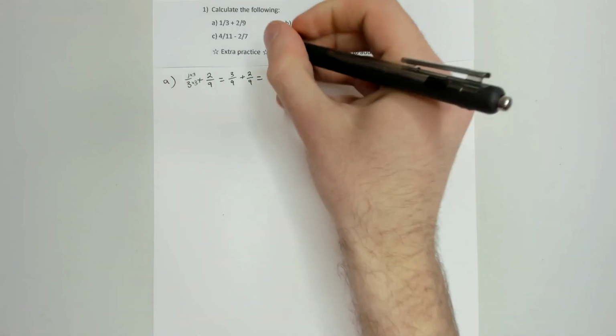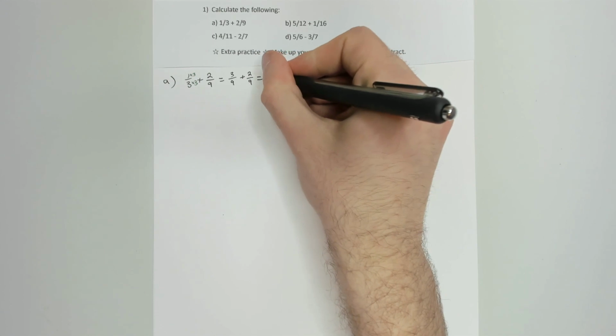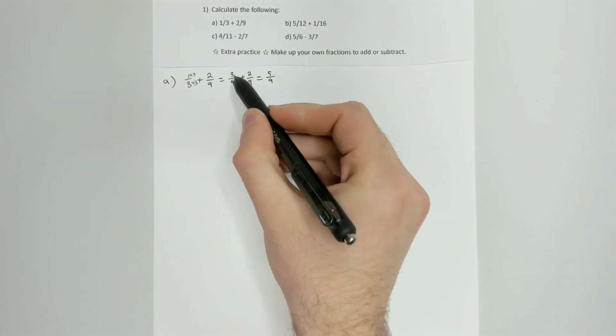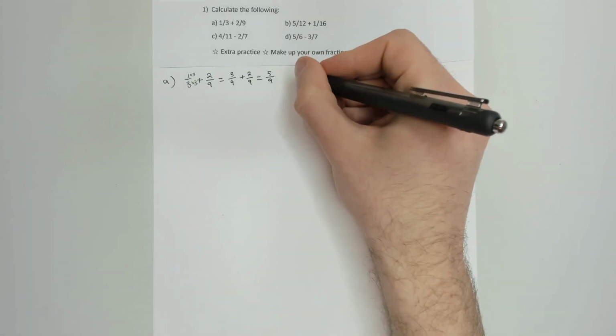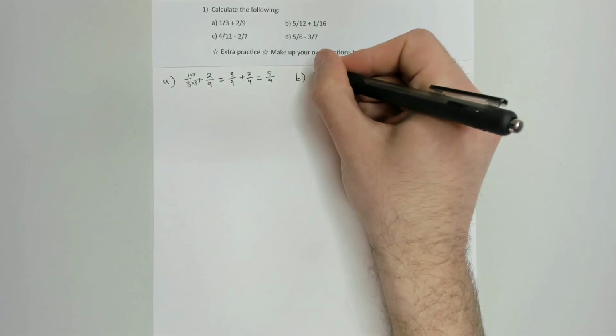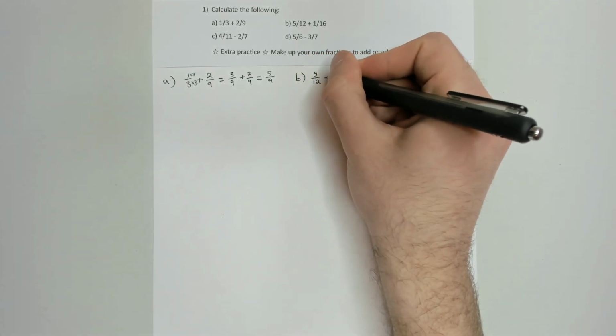So now that we have the same denominator, it's as simple as adding the numerators out of the same denominator, right? We're saying we have 3 pieces of size 1/9 and 2 pieces of size 1/9, so in total we have 5 of them. So that's part A done. Alright, let's do part B. We have 5/12 plus 1/16.